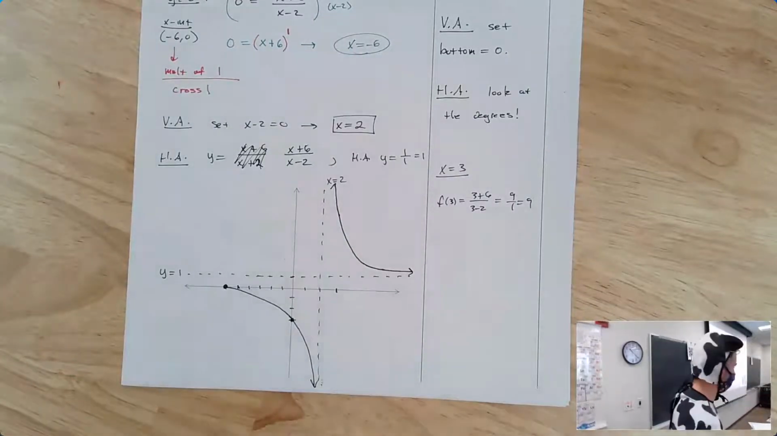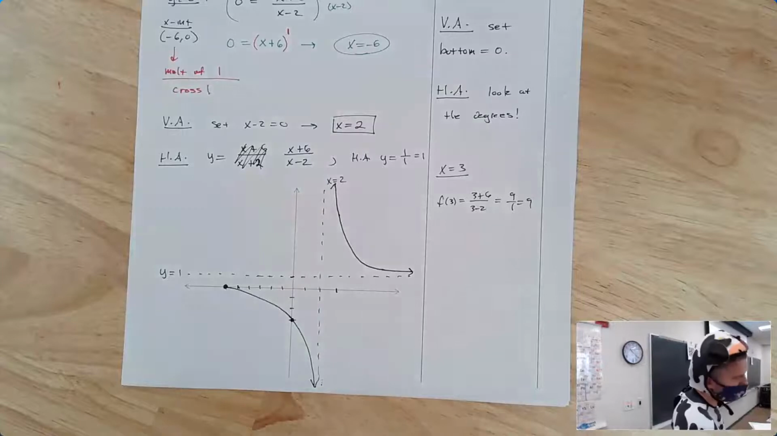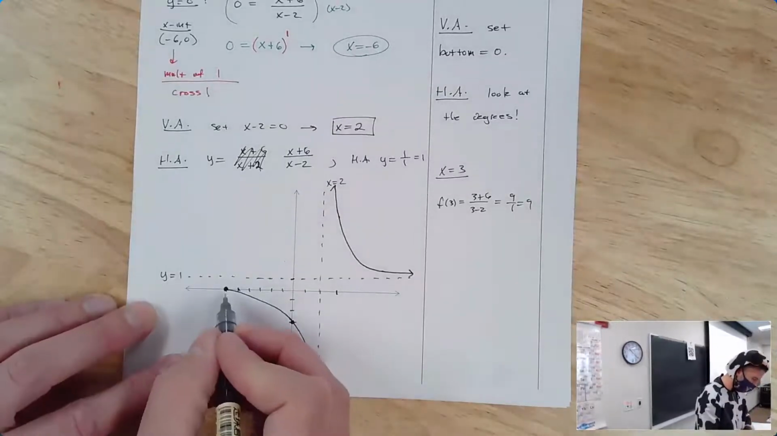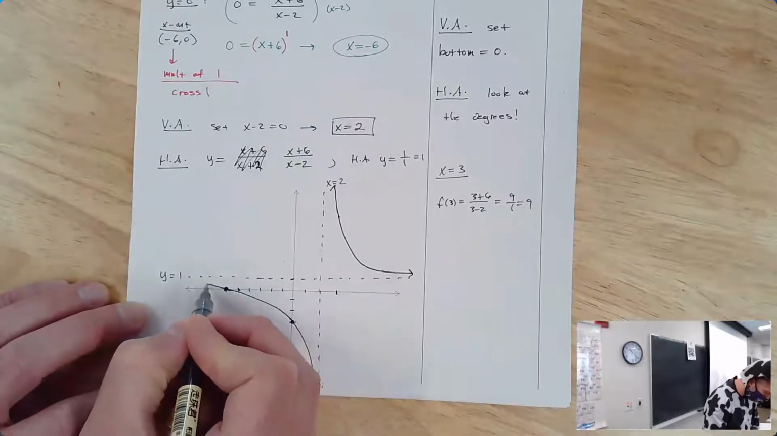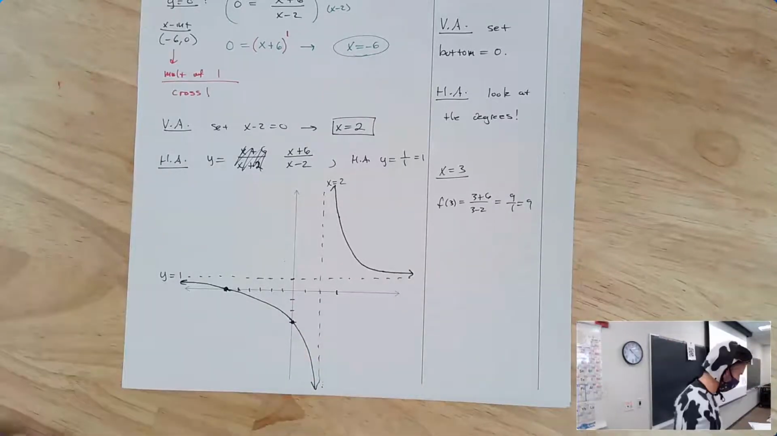Now, I haven't really graphed the whole thing. I've graphed almost the whole thing. But I forgot about this little section over here, right? I don't just stop at that x-intercept. I cross the x-axis and keep going and getting closer and closer to my horizontal asymptote that way.